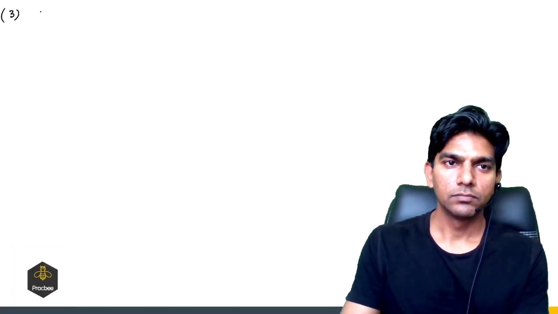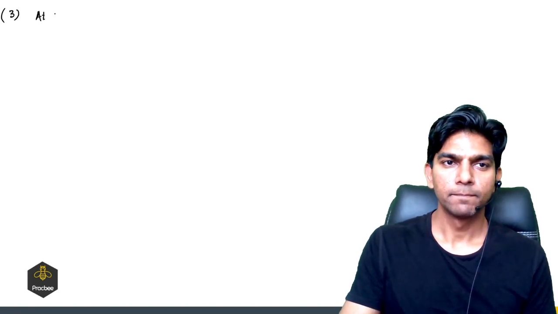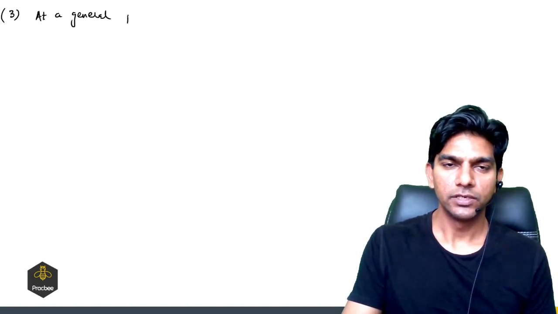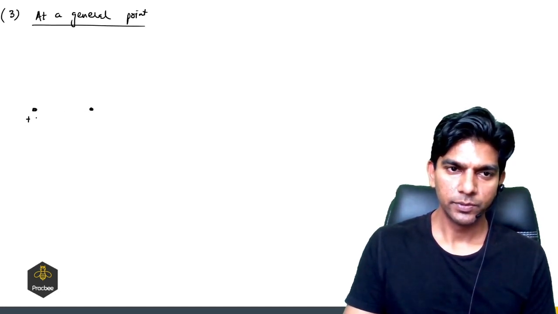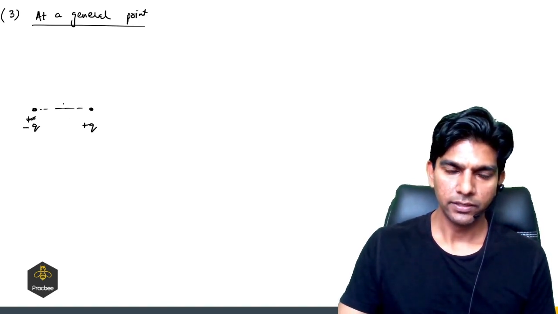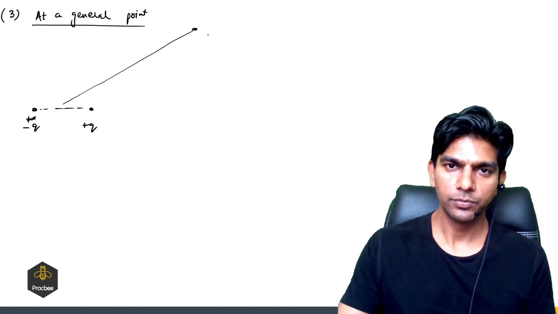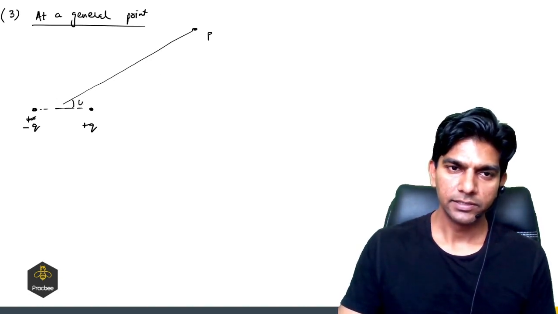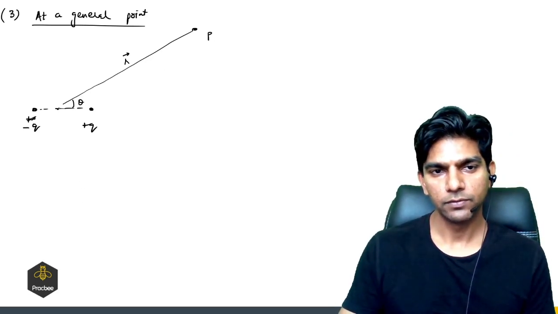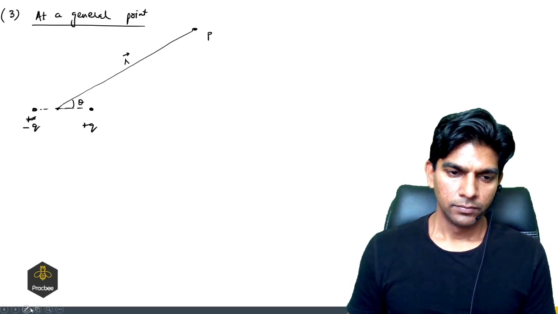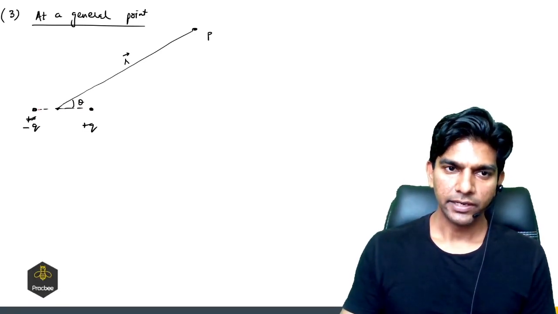Right, so the third case is the electric field at a general point. So we have a given electric dipole. So this is minus Q, this is plus Q. And we want to find the electric field at this particular point P. Let us say this angle is theta, and this is the position vector of point P from the center of the dipole. The electric dipole moment is in the right direction.